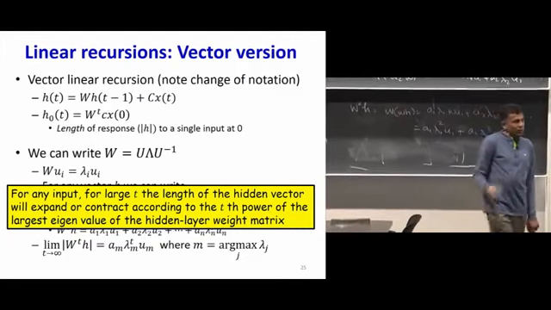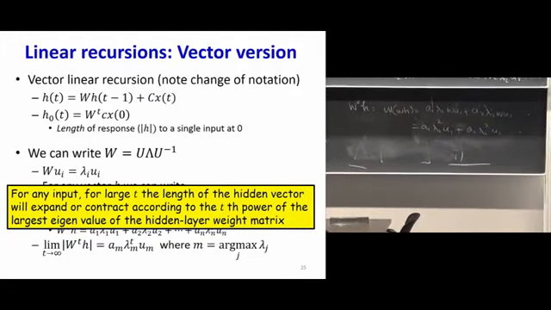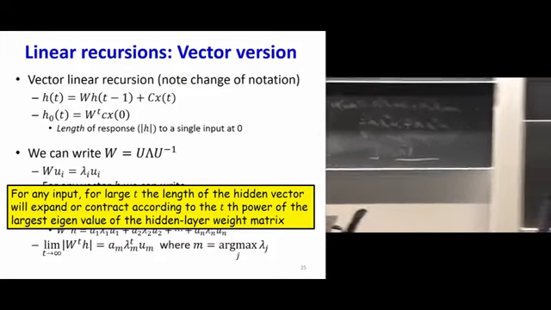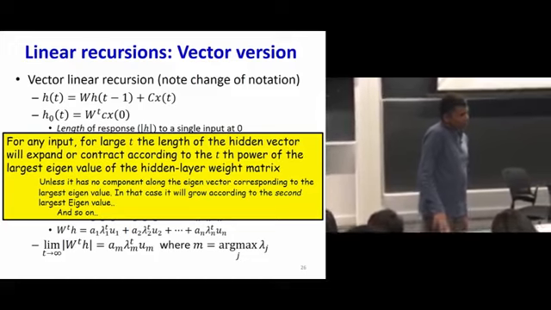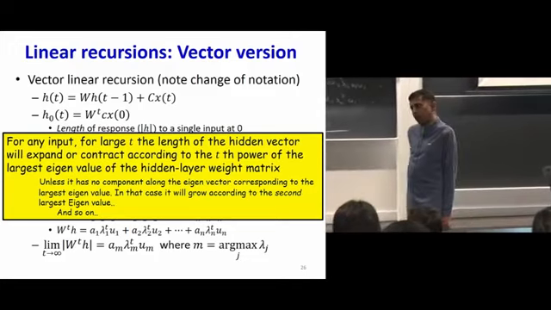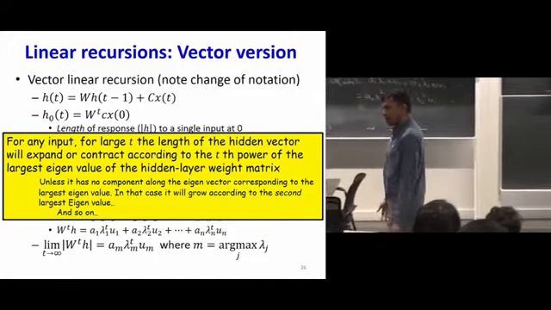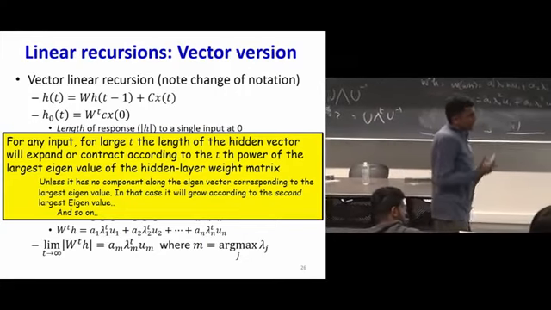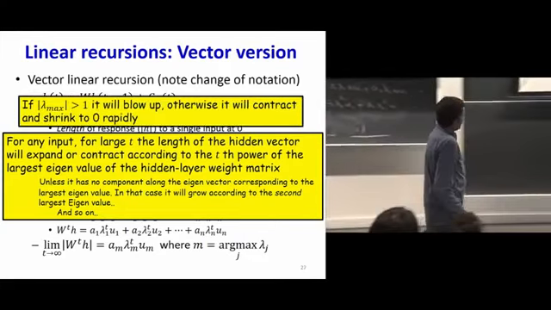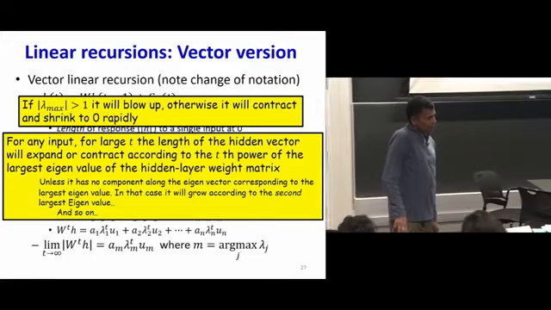And a1 will be 0 if h has no components along the largest eigenvector, in which case you have to worry about the second largest eigenvector. And if h has no components along the second largest eigenvector, then you have to worry about the third largest eigenvector and so on. But if you're speaking of generic behavior, it is sufficient for us to actually worry about the largest eigenvalue.